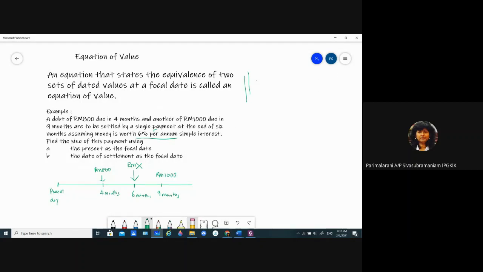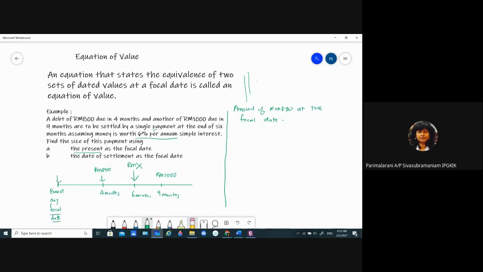Okay? So when we compare 800 and the present day, which one will be the principal and which one will be the sum amount that you have to pay? Okay, see like this. The amount of 800 ringgit at the focal date. The focal date is the day we are considering. So first we want to consider the present as the focal date. This is our focal date here for the first question.